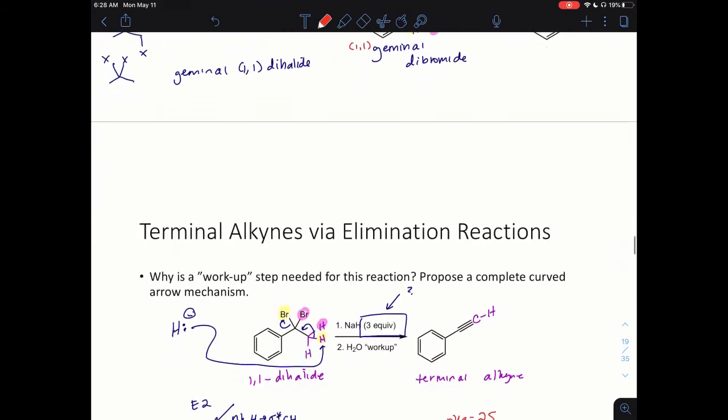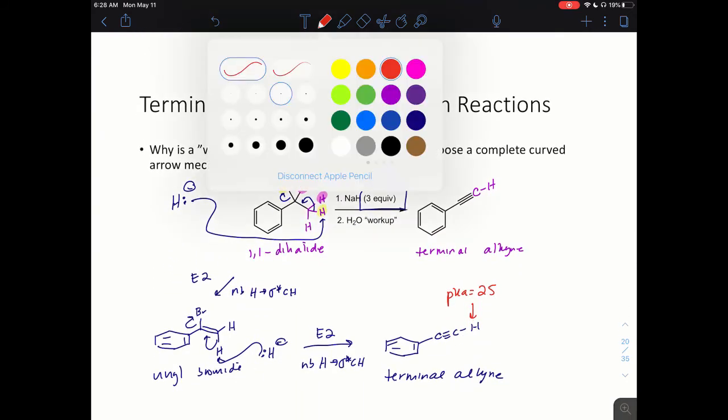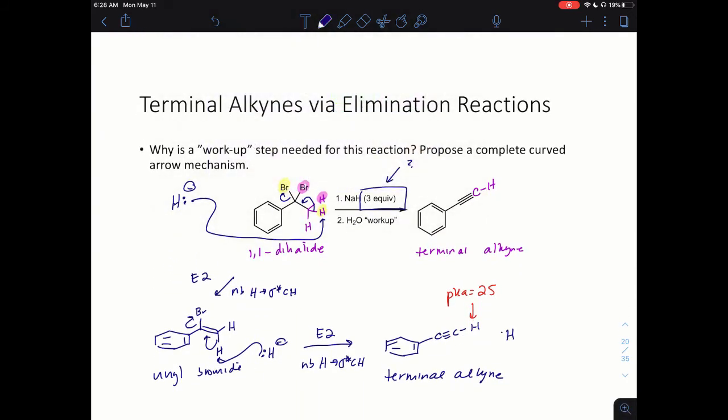So what that means is that once the terminal alkyne is generated, it is going to react with another equivalent of hydride, no matter whether or not you want it to. So it reacts with that third equivalent to generate the acetylide ion. And now from here, we could actually just use the acetylide ion to do something if you wanted to. If you added some electrophile, it might react with it. But that's not what we wanted here. We wanted the terminal alkyne.